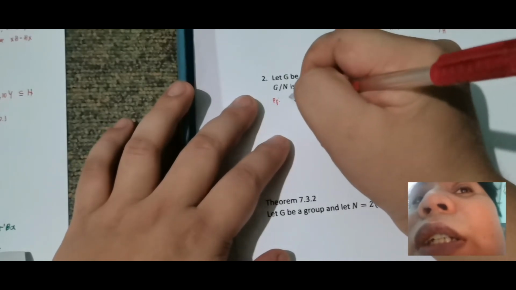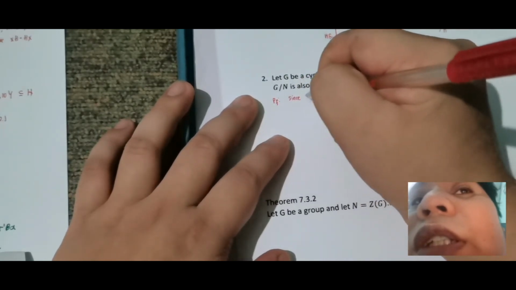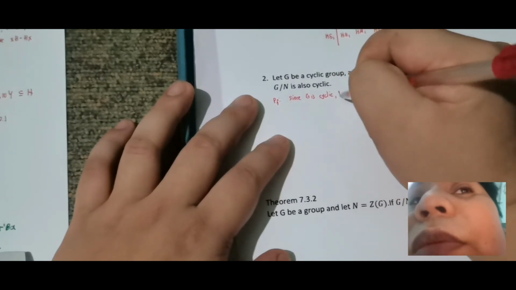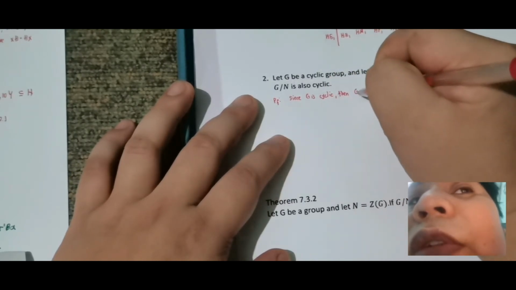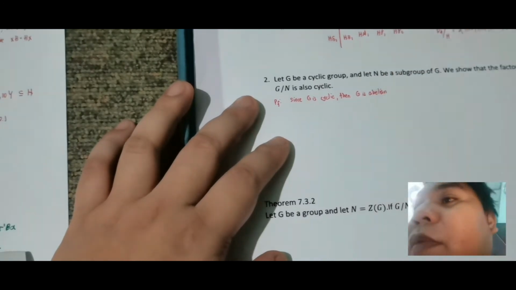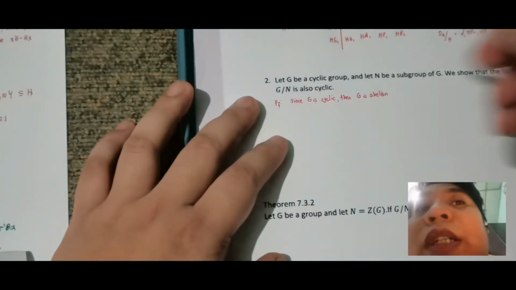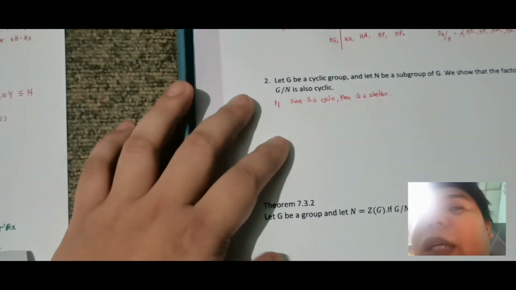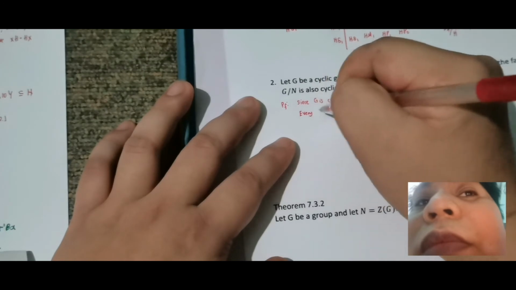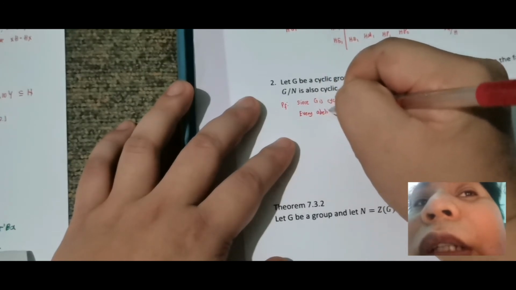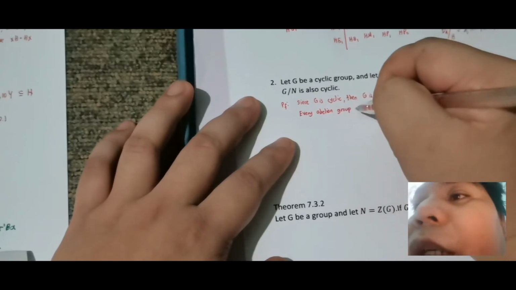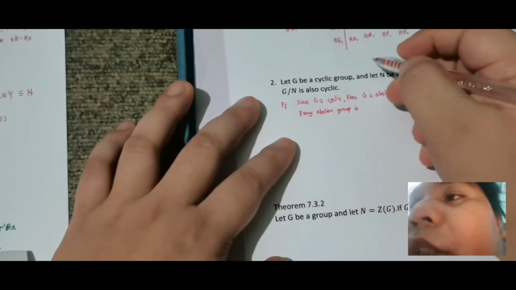So, since G is cyclic, then G is abelian. Okay? Now, since alam natin na every abelian group, so sinabi ko na, no, every abelian group is a normal subgroup.